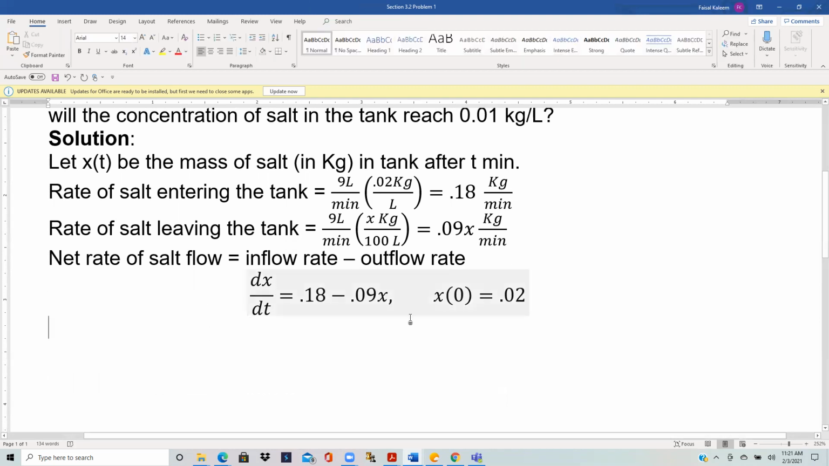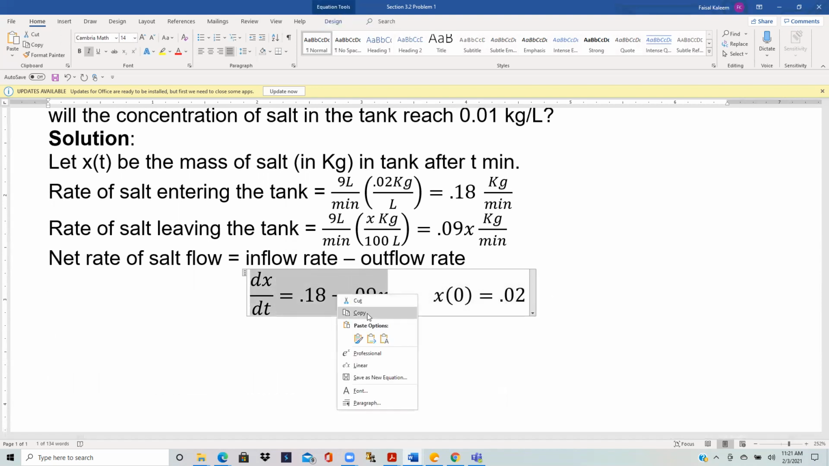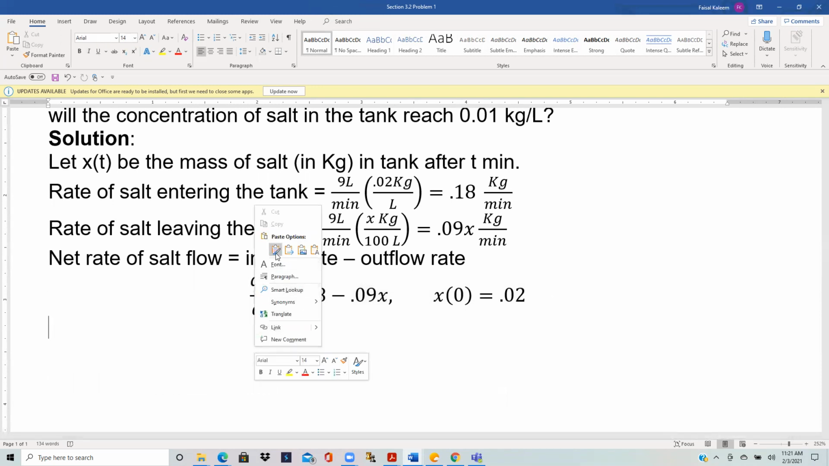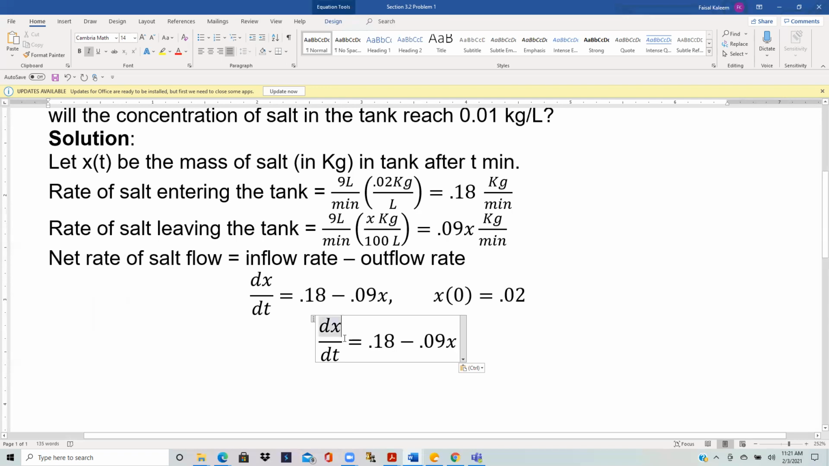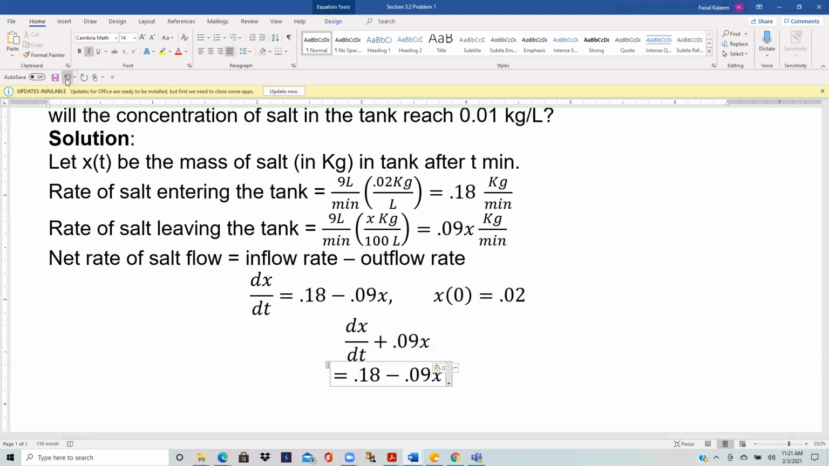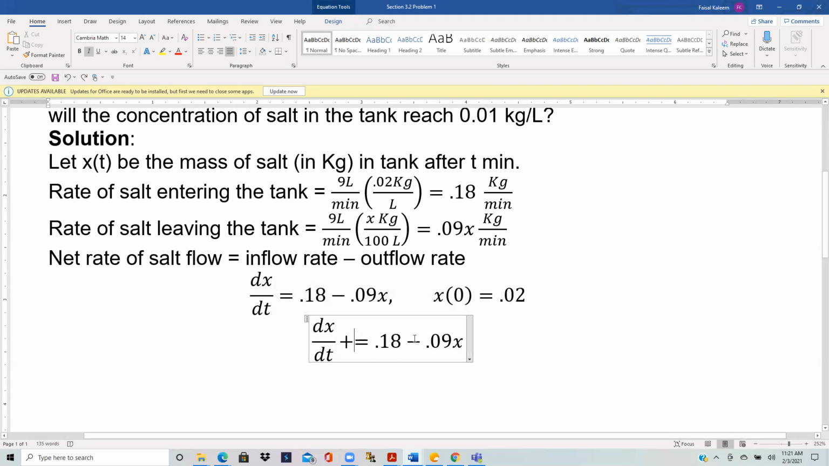So let's see. This is a linear equation. If you bring the 0.09x on the left, you can recognize it as a linear equation. I'm bringing this quantity on the left side, so it will be added up. Let's just write it by hand. dx/dt plus 0.09x equals 0.18.